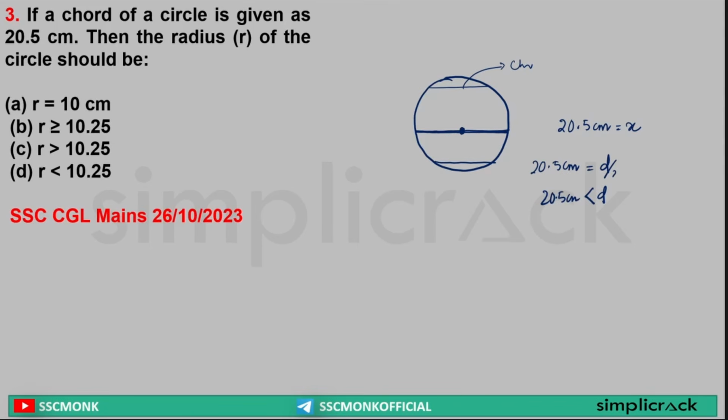So what we'll do? We'll divide it by 2. So D value was 20.5 centimeter. So R value will be 20.5 divided by 2. That is equal to 10.25 centimeter.